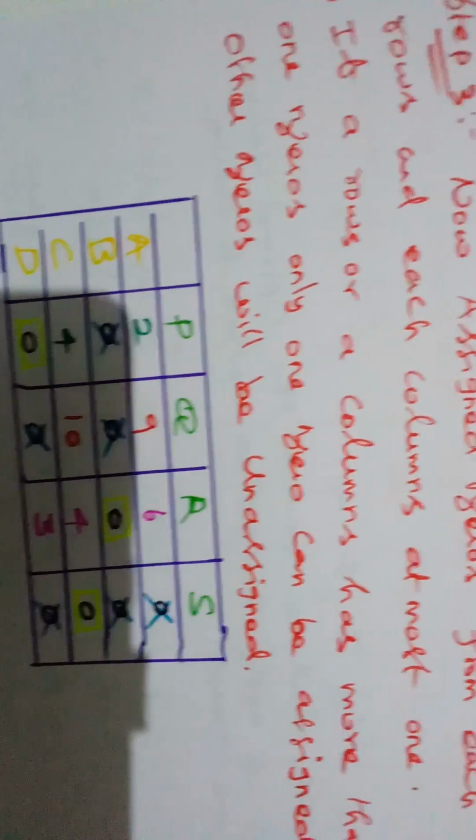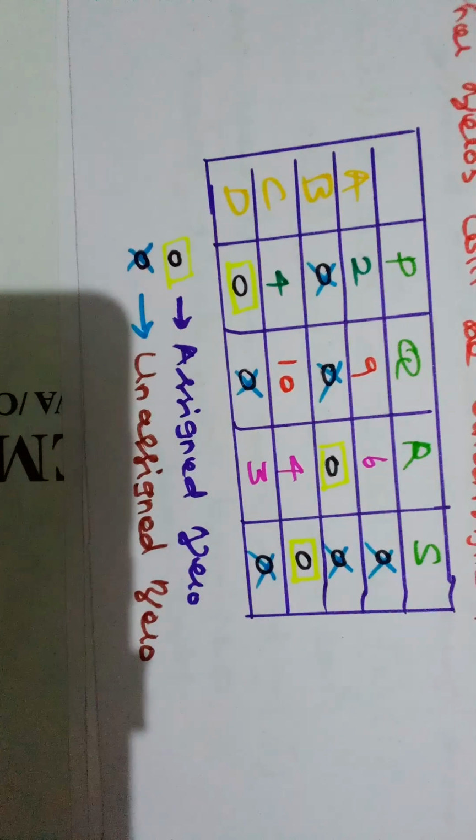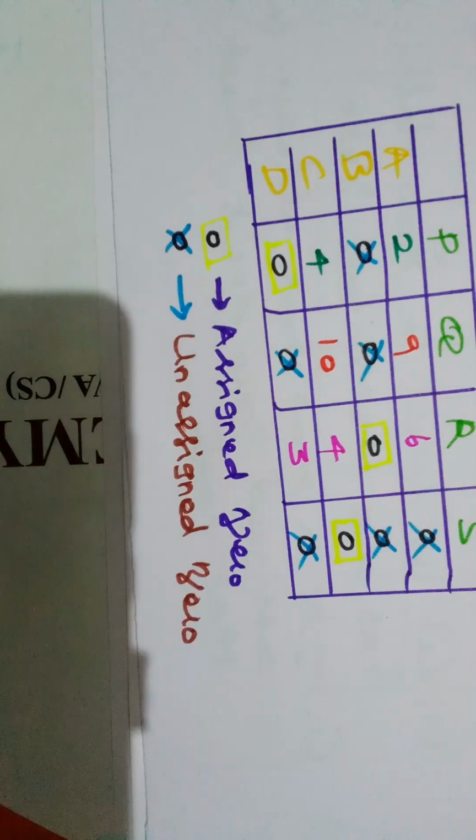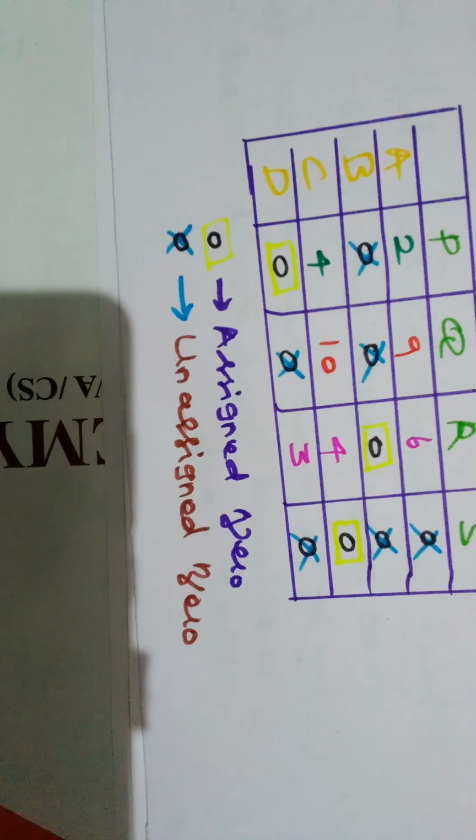Okay, this is the main thing: A, B, C, D, P, Q, R, S. I have given here the first assigned zeros represented by 0 with a green box. And then one more, zeros that are crossed. The crossed zero represents unassigned zeros.